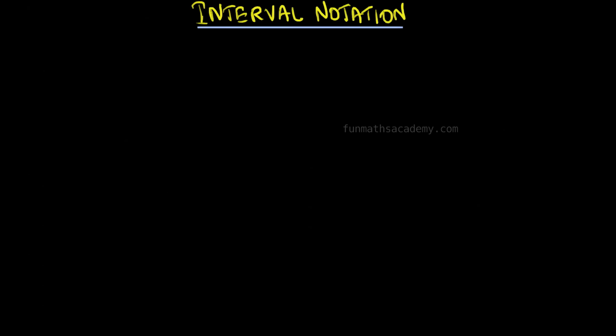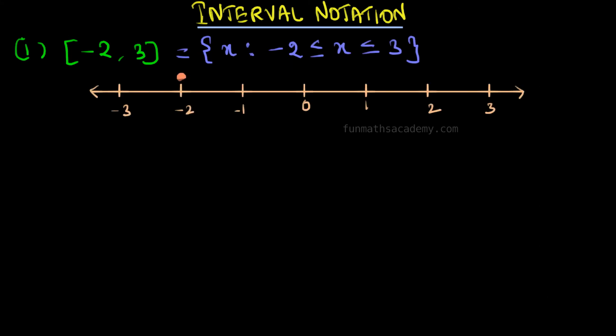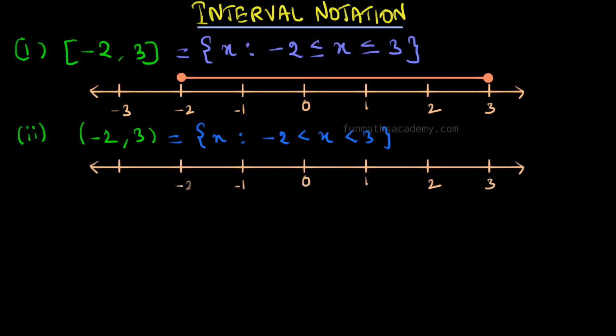Interval notation is very important in set builder form. The closed set [-2, 3], which is written in square braces, denotes the set of all numbers from -2 to 3 on the real line. The numbers -2 and 3 are also included in the set. The open set (-2, 3), which is written in curved braces, denotes the set of all numbers between -2 and 3 on the real line. But here the numbers -2 and 3 are not included.